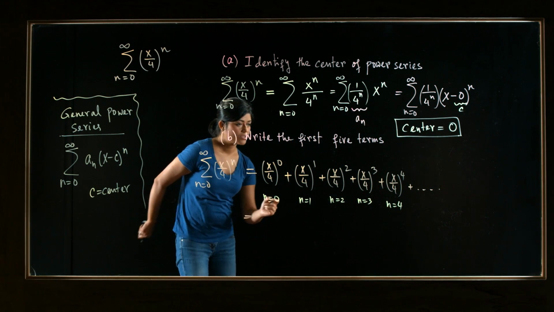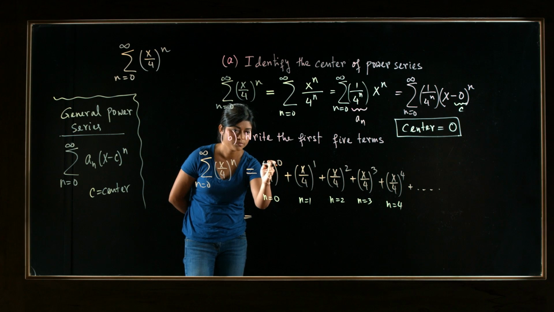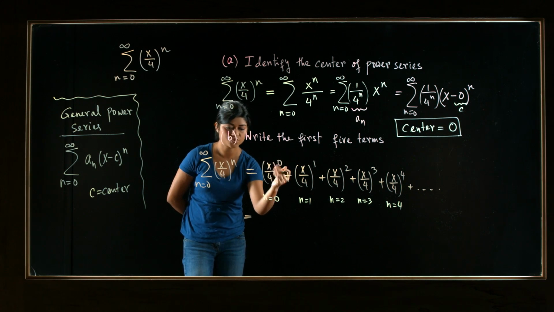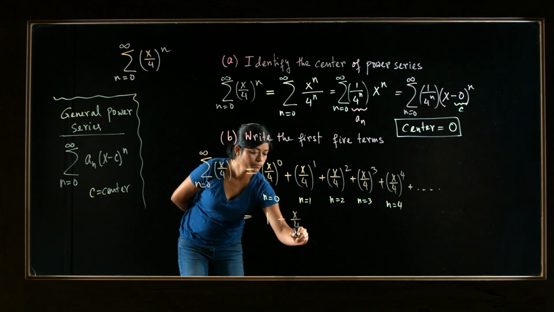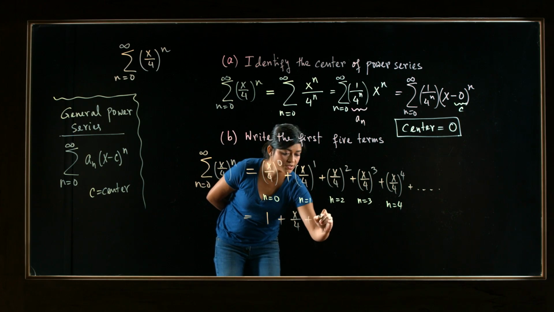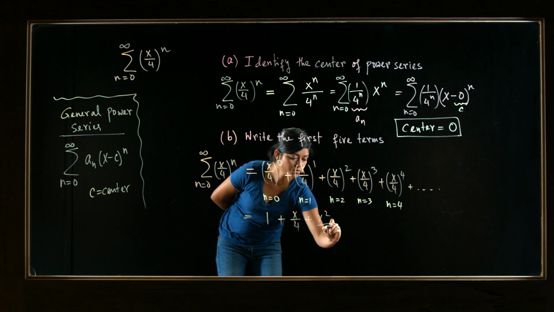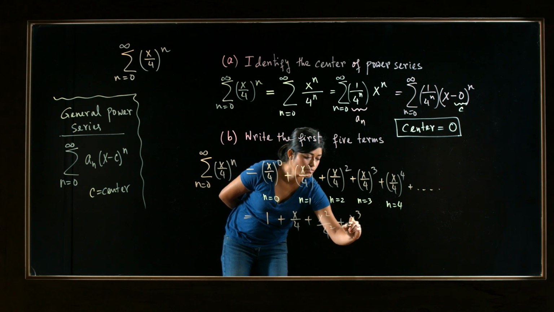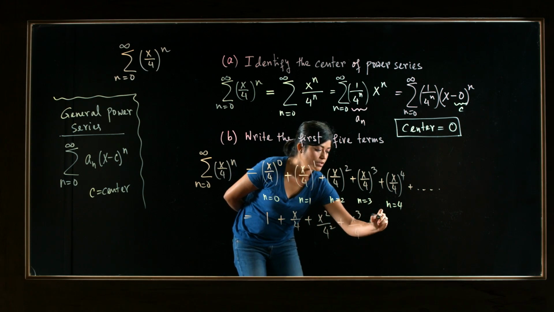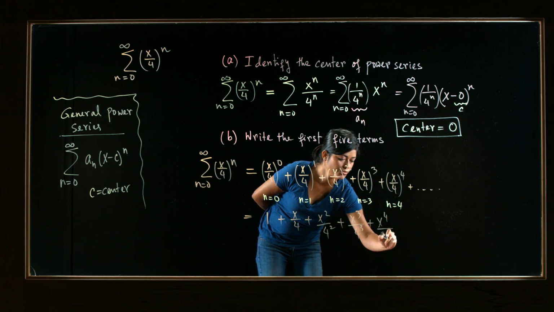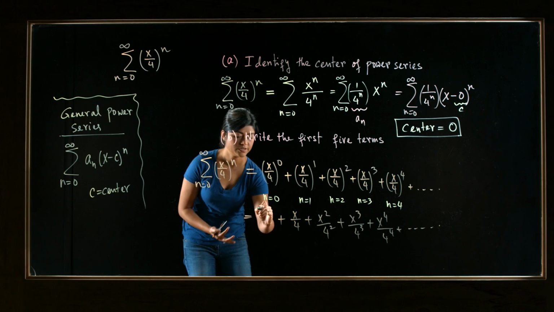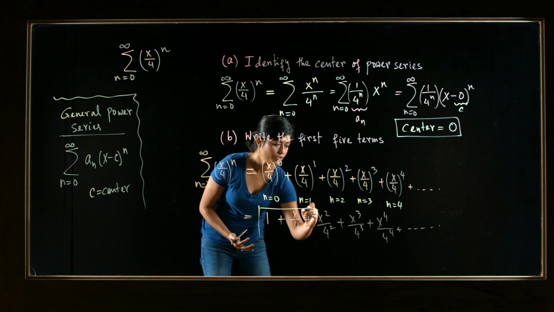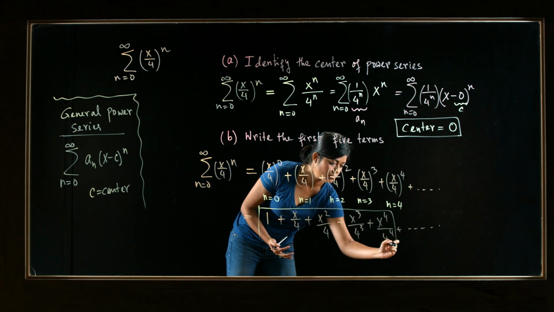Let's simplify a little bit. 4 to the power 0 means it's 1. And then you have x over 4. Then x squared over 4 squared, x cubed over 4 cubed, x to the 4 over 4 to the 4, and so on. So these are our first 5 terms of this series.